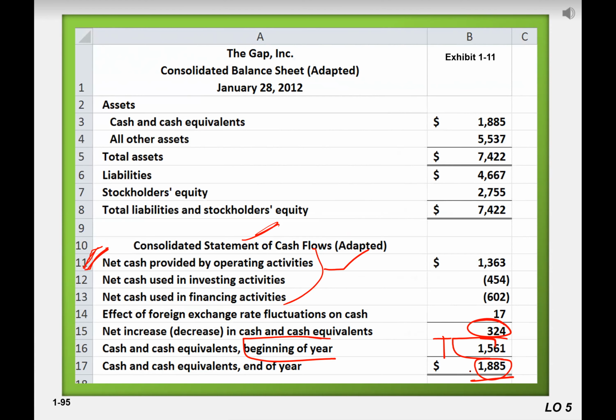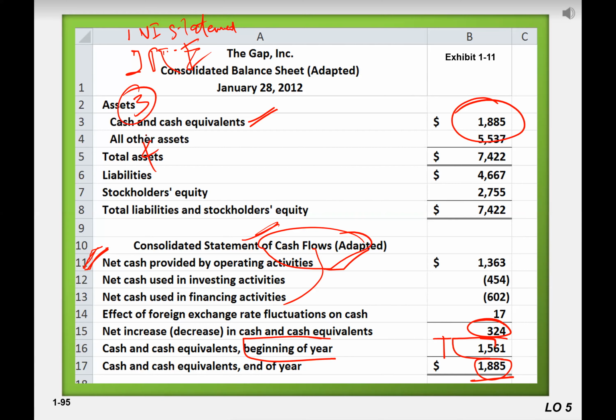So the question is, why are we making the cash flow statement? To confirm the cash equivalents on the balance sheet, right? So don't forget the order. The order is first the income statement, net income statement, and then the retained earnings statement, then the balance sheet, then the cash flow statement, right?